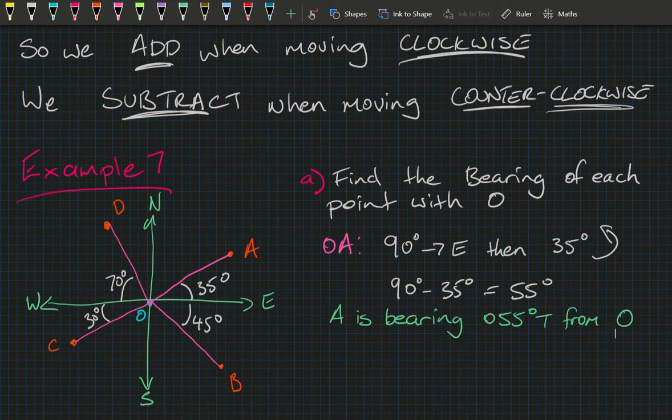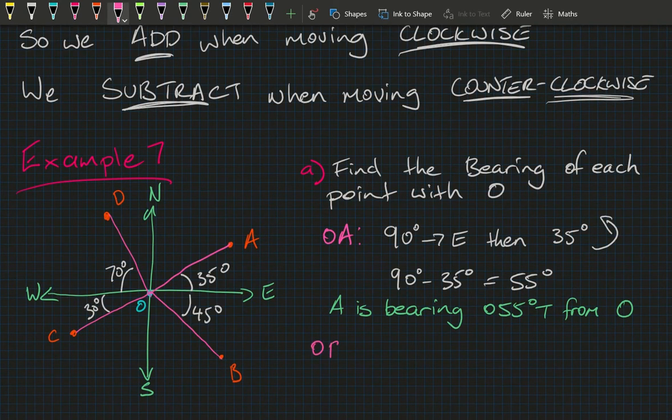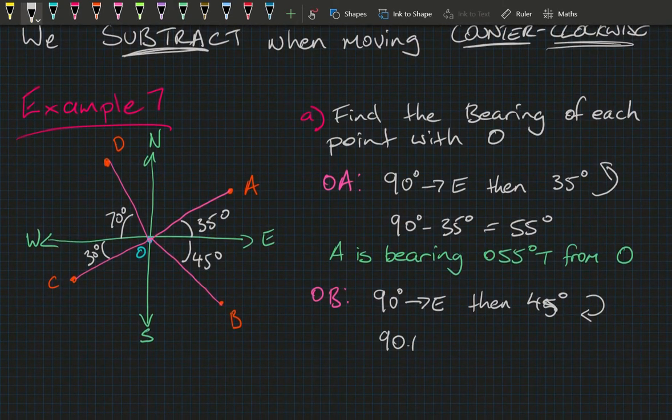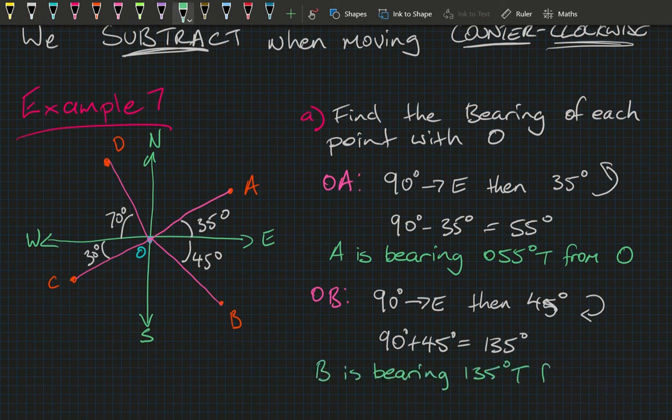Now if we consider the point B, or the journey O to B, first we turn 90 degrees to the east axis, but then we have to continue turning another 45 degrees clockwise. So we add clockwise rotation, so we end up with 90 plus 45 is 135 degrees. So B is bearing 135 from O. Alright, let's move on to the next two.